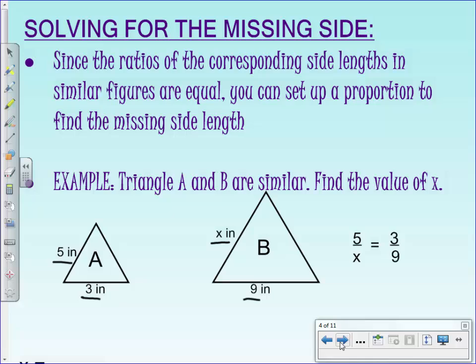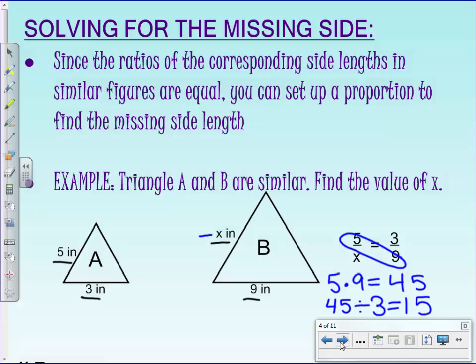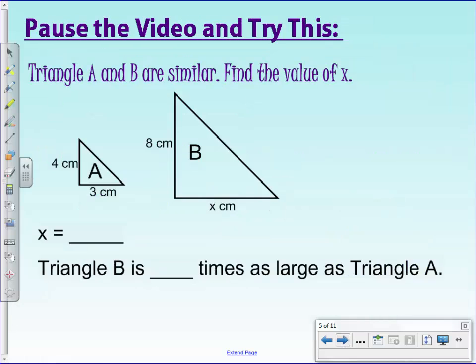Then to solve the proportion, 5 over x equals 3 over 9, you cross multiply. So you multiply 5 by 9 to get 45. Then divide by 3 to get 15. So x is equal to 15 inches. Pause the video and try this.